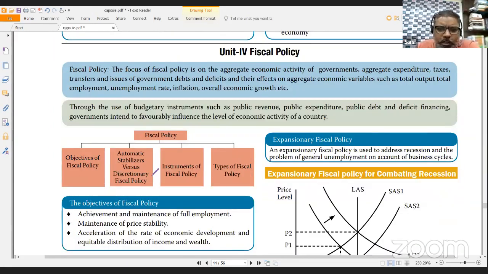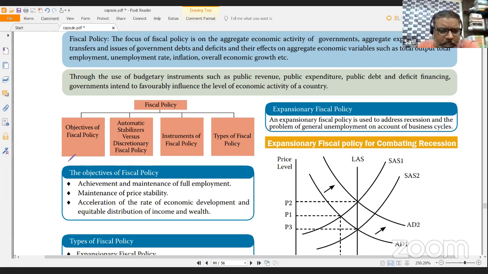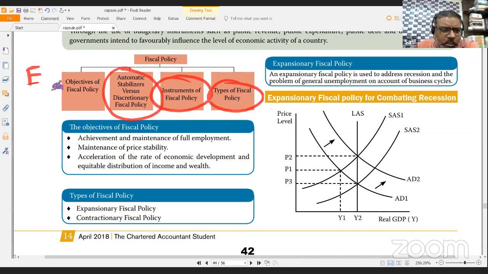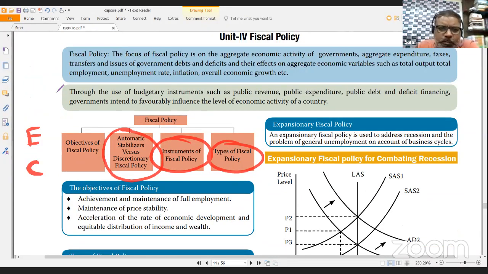That is the role of government, or we can say the intervention of the government, in a nutshell. Then government will also have its fiscal policy, and broadly we can classify the fiscal policy into two categories. One is automatic stabilizers versus discretionary fiscal policy, and different instruments are there for the fiscal policy. There is a possibility of expansionary fiscal policy or a contractionary fiscal policy also, depending upon the situation in the market.